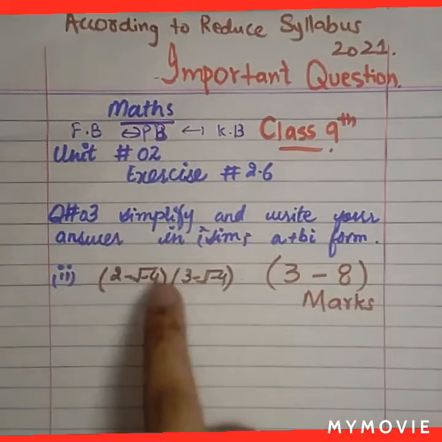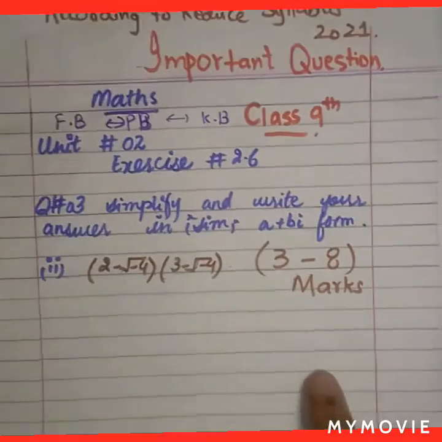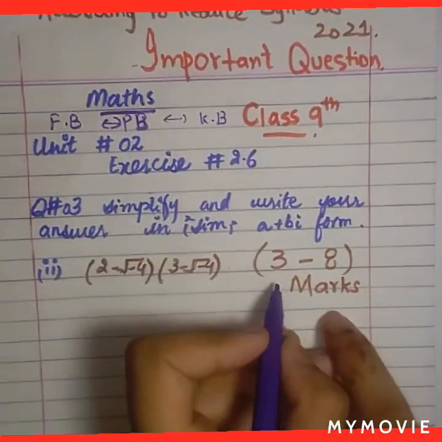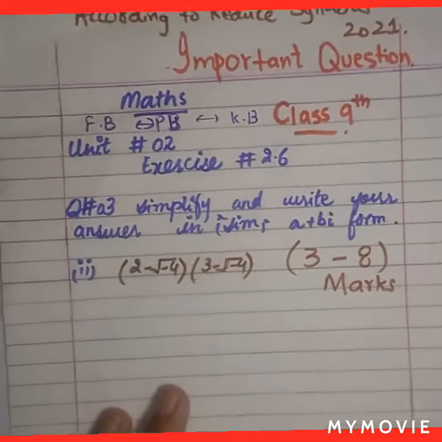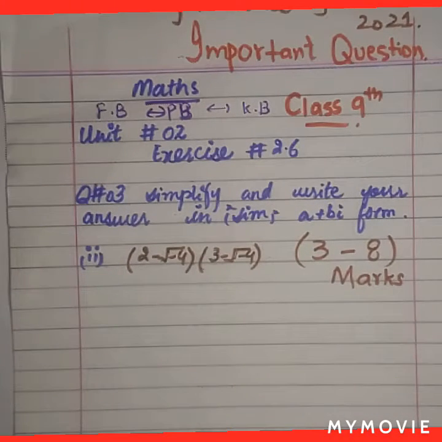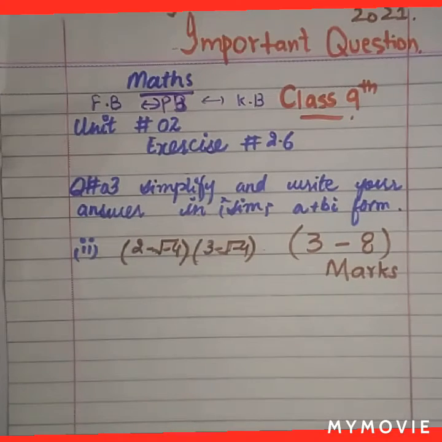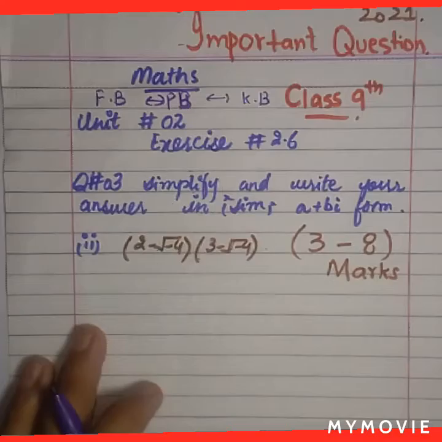Simplify and write your answer in a plus b iota form. This question type carries marks from 3 to 8 or in between. It may be in MCQs, it may be objective type, and in section B or C. So you have to understand it clearly to get marks.